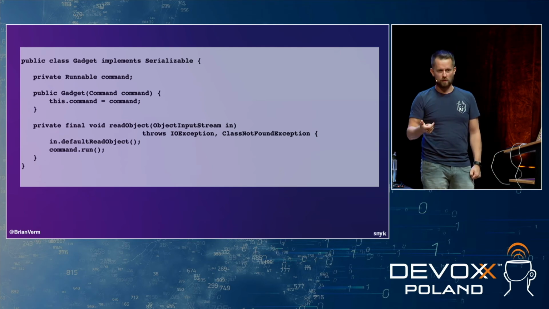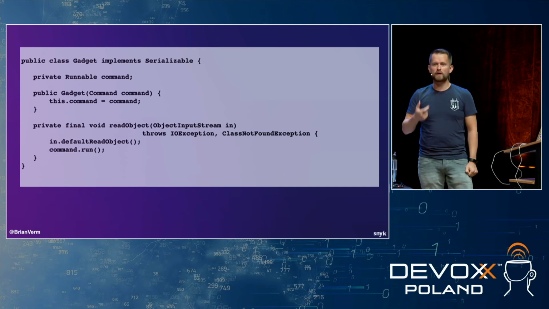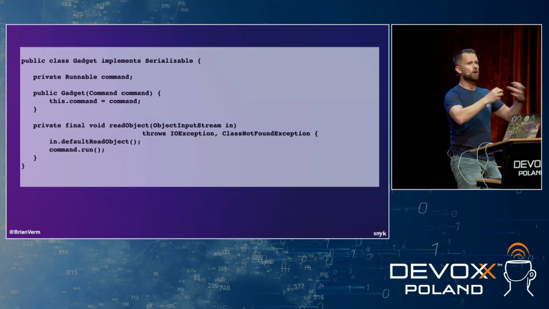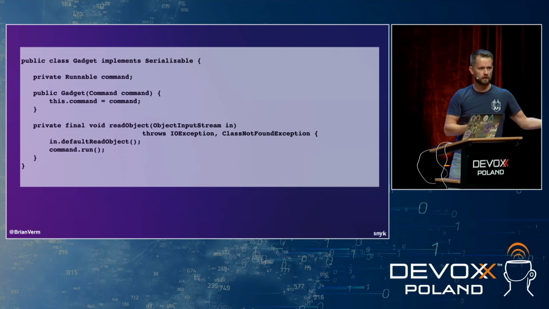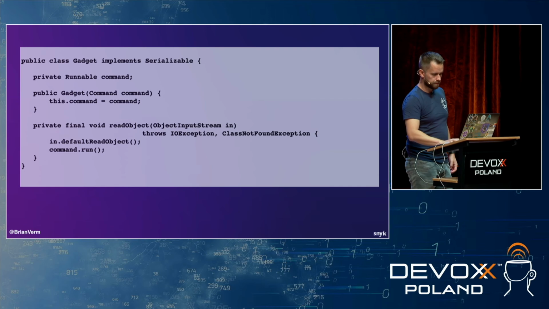It runs the command. And you're like, yeah, does this happen? Well, it happens more than you think. This is what we call a gadget. Because you deserialize something, you also kick off an action. And that's where the problem is.